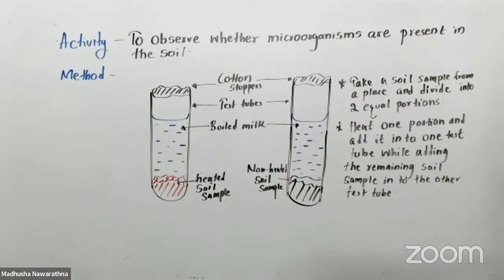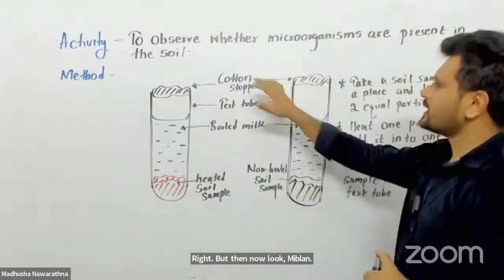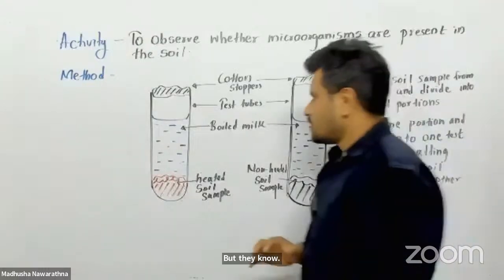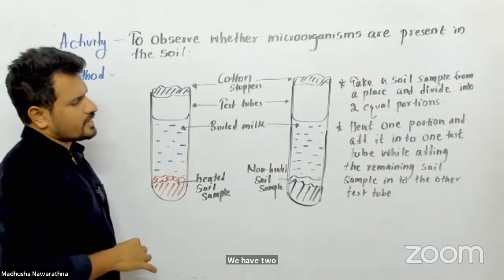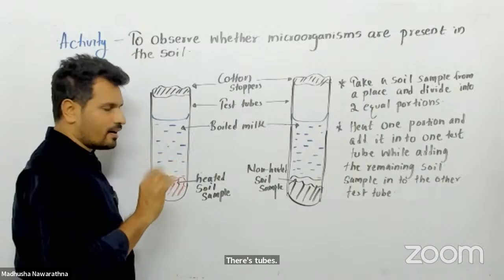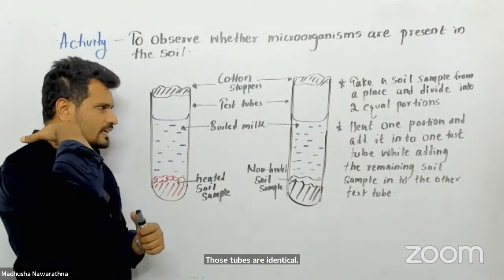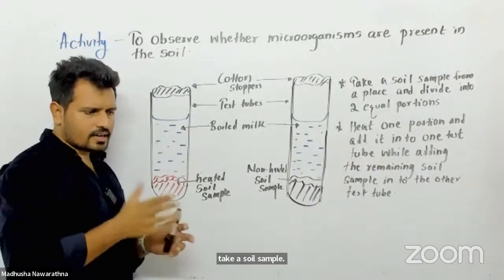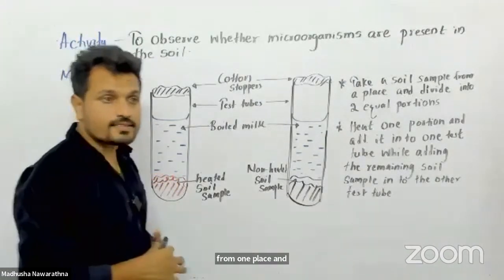Right. Son, now look, watch this. Right, look, children. Now we have two test tubes. Those tubes are identical. First of all you need to take a soil sample from one place and divide it into equal halves. Divide it into two equal portions.